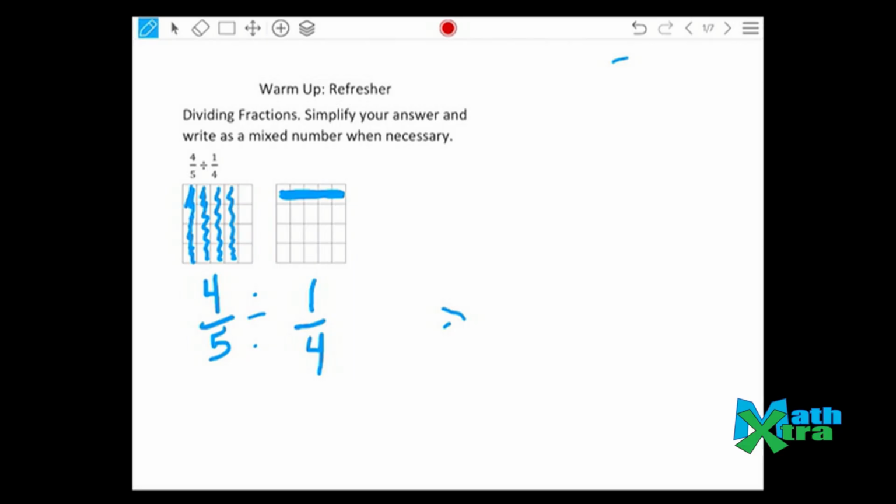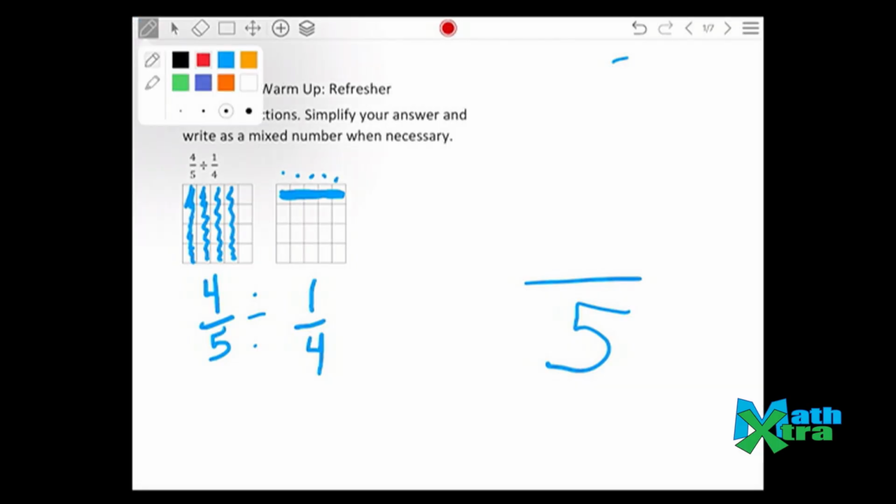This is the time that we're going to slow it down and look at the second model. What we're going to do is ask ourselves, how many parts make up 1/4? We have 1, 2, 3, 4, 5. 5 parts make up 1/4. That also means 5 will also be our denominator. The next thing that we need to figure out is how many groups of 5 are in 4/5.